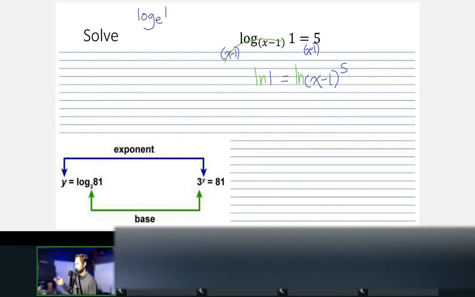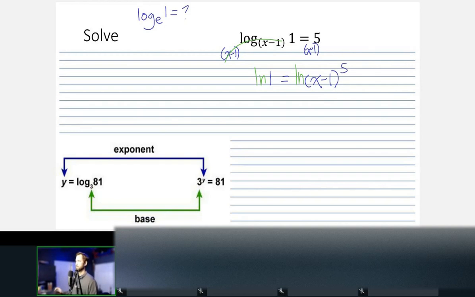Because log base e and natural log are the same thing. So to solve this, we ask ourselves, e to what power equals 1? Remember, e is a constant, like 2.7 or something, forever. So any number to what power is 1? 0. So natural log of 1 is 0.